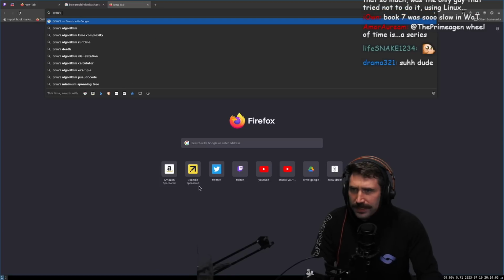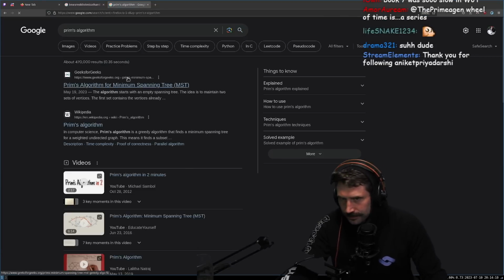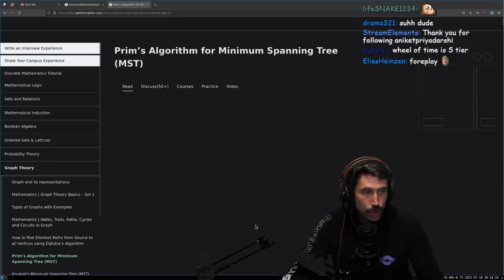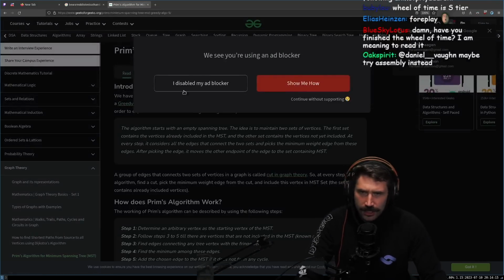Okay, so let's do Prim's algorithm. Minimum spanning tree. There's 2 of them, right? I forgot the other.